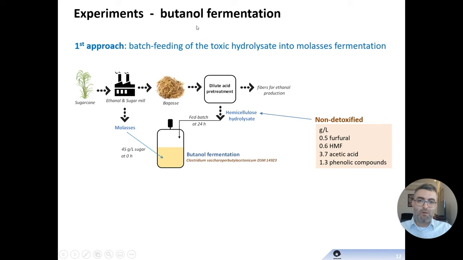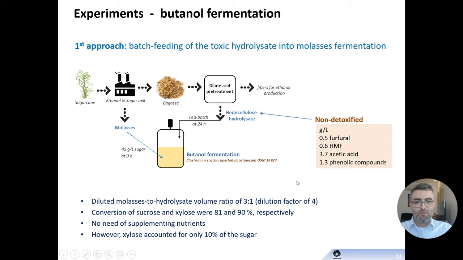Regarding our strategies to enable the fermentation of non-detoxified hemicellulose hydrolysate, the butanol-fermenting microorganism was not able at all to ferment the non-detoxified hemicellulose hydrolysate. But on the other hand, when we started fermentation with dilute molasses, and then fed the hemicellulose hydrolysate at 24 hours, the microorganism was able to ferment the xylose that is present in the hemicellulose hydrolysate.